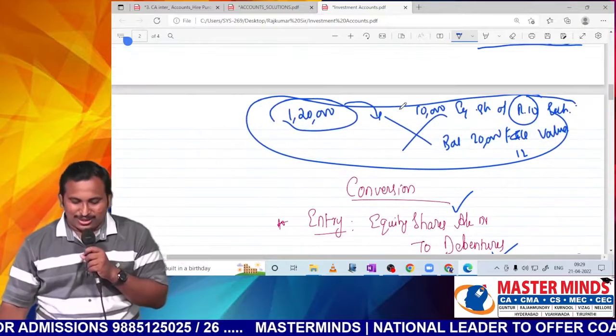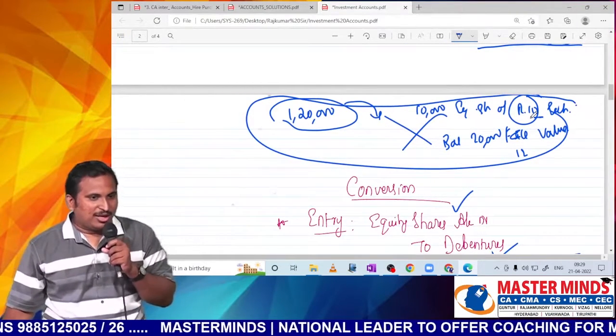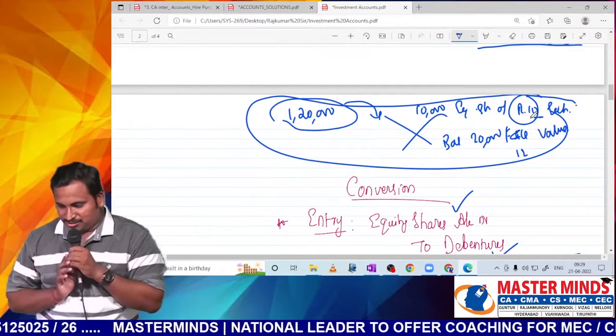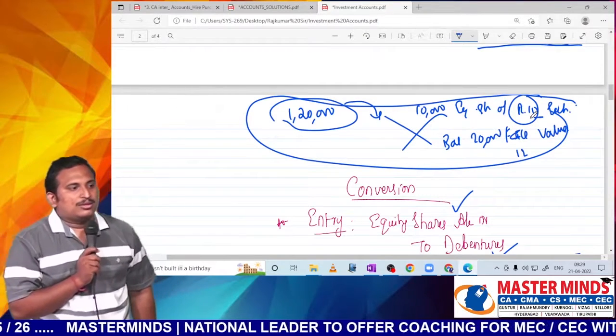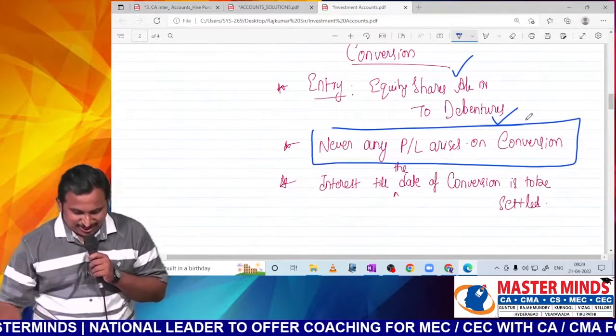So please don't think that 10 rupees will be of any market value. That is only face value. So hope everybody has understood. Now, with this second point also complete.